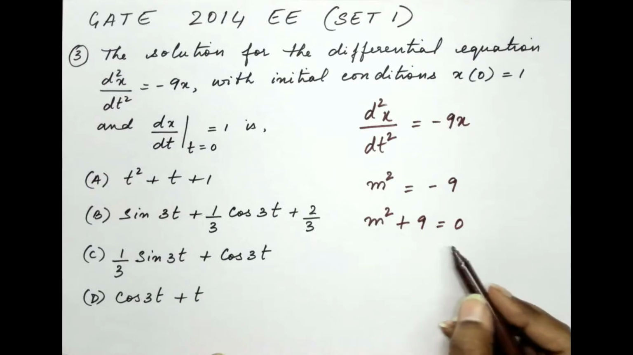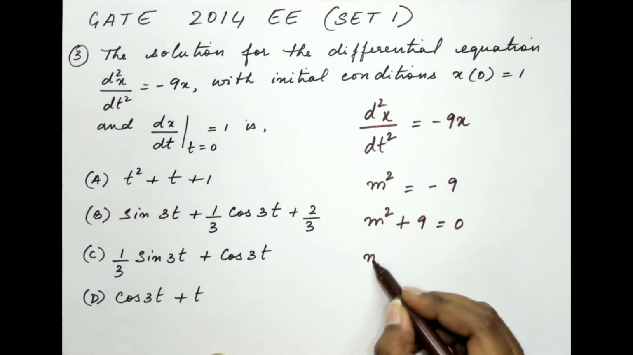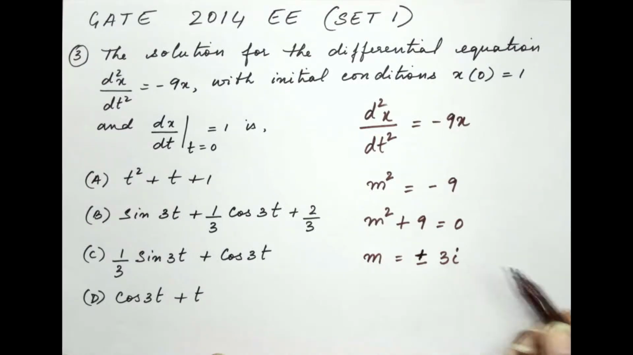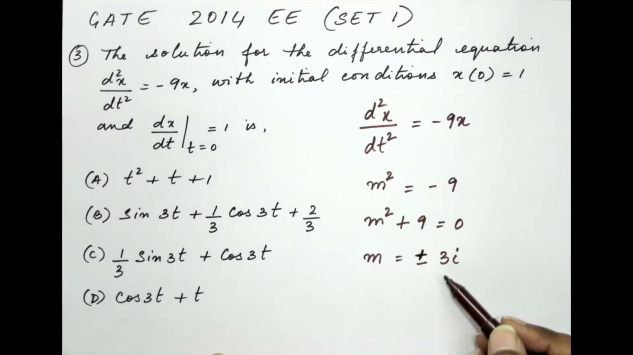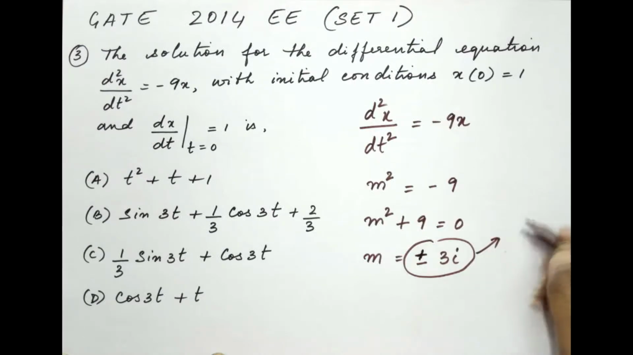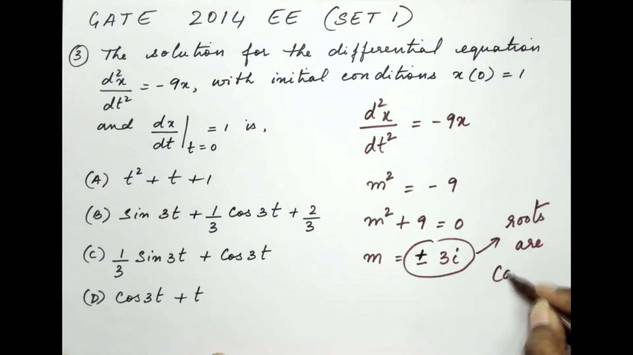So what would the roots of m be? The roots of m would be plus or minus 3i. The next thing is to note the nature of the roots. What is the nature of the roots? Here we have i, which implies that it is complex. So the roots are complex.